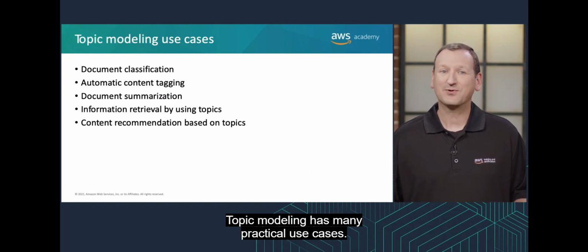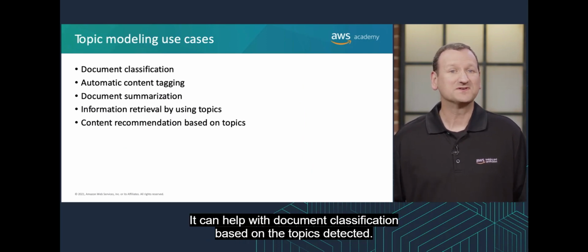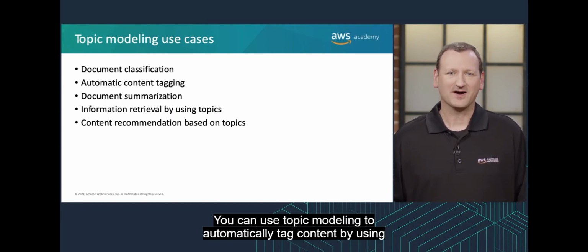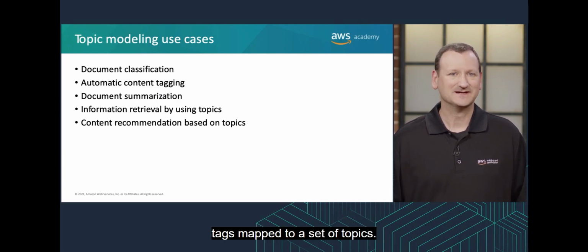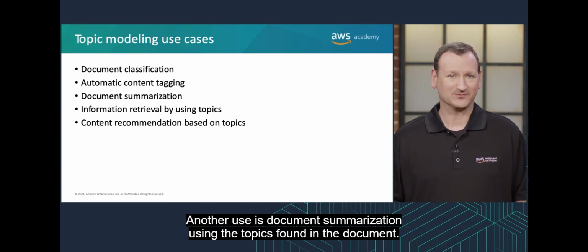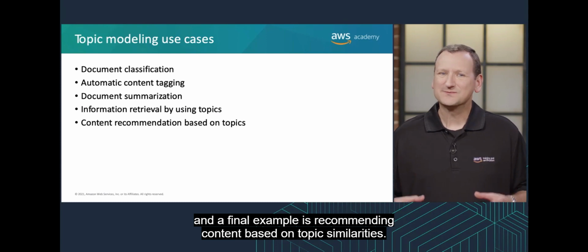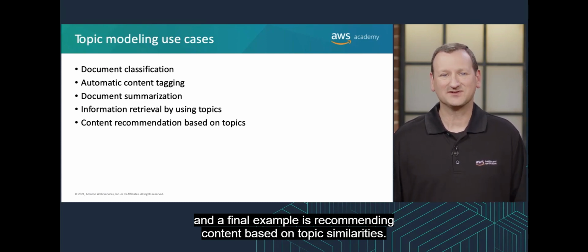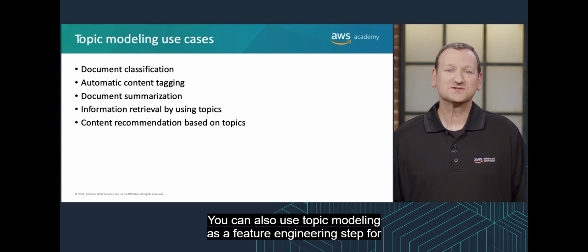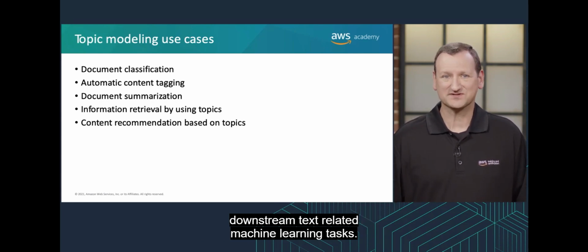Topic modeling has many practical use cases. It can help with document classification based on the topics detected. You can use topic modeling to automatically tag content by using tags mapped to a set of topics. Another use is document summarization using the topics found in the document. You can use topic modeling to retrieve information using topics. And a final example is recommending content based on topic similarities. You can also use topic modeling as a feature engineering step for downstream text-related machine learning tasks.